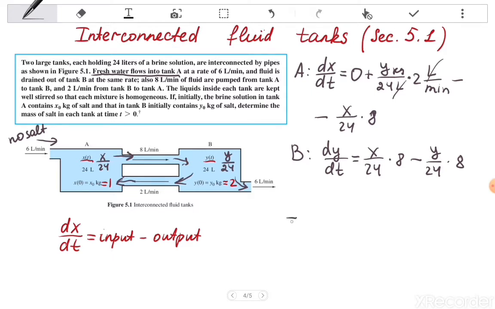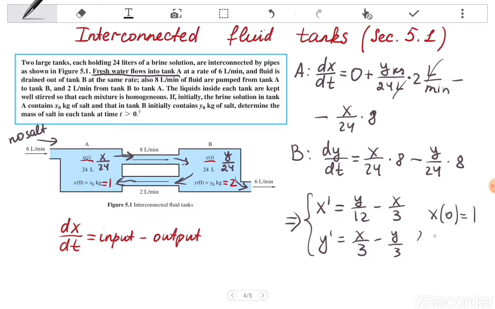So overall, let's write the system that we get. So x prime is, if we cancel this 24 and 2, y over 12 minus x over 3, and y prime is x over 3 minus y over 3. So we get this system, and also we know the initial values. x of 0 we assume is 1, y of 0 we assume is 2. So you see that in this example we indeed obtain a linear system of differential equations. So now let's solve this system.